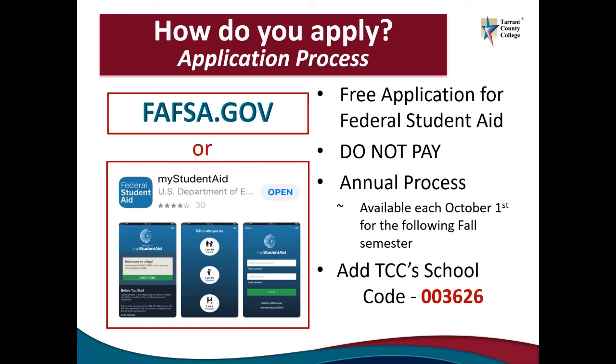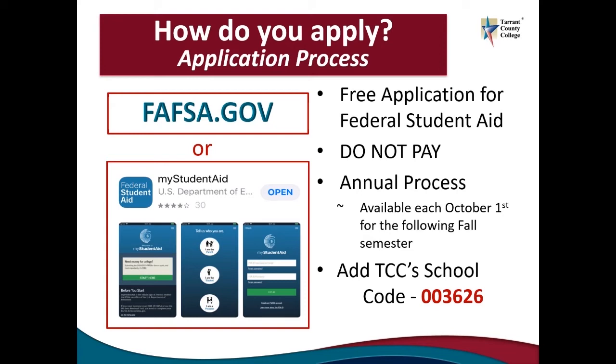It is an annual process, so remember that as long as you're in school, you need to fill out your FAFSA every year. The FAFSA for the new year is available each October 1st for the following fall semester. So this coming October 1st, the FAFSA will be available for the fall 2021 academic semester. You will also need to add the TCC school code. This allows TCC to import your information from the Department of Education, and the TCC school code is 003626.